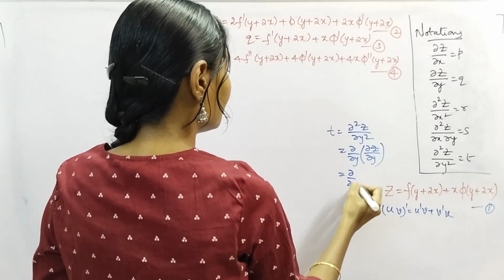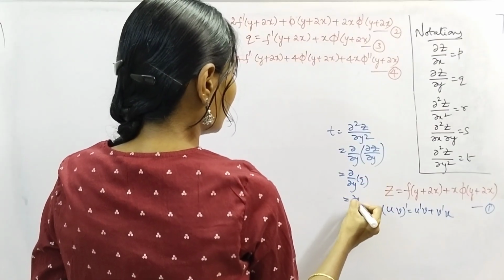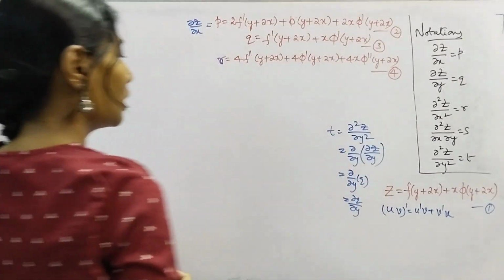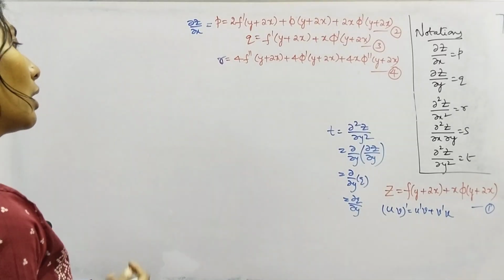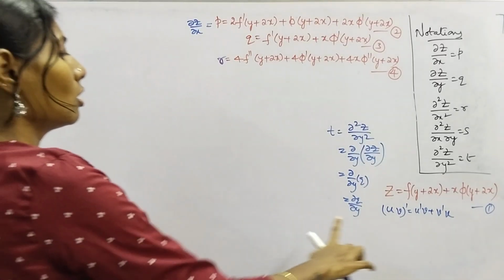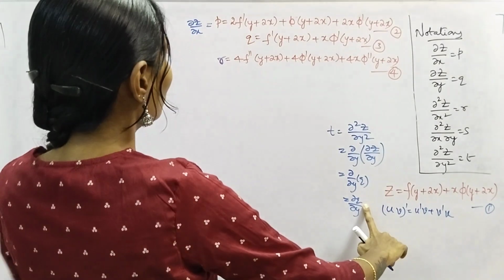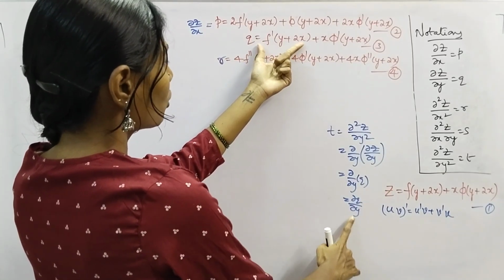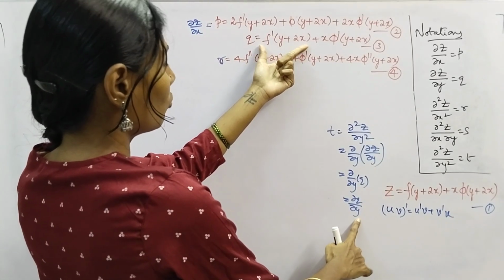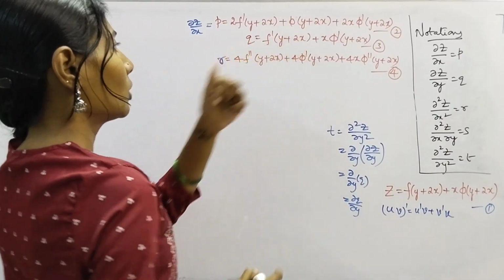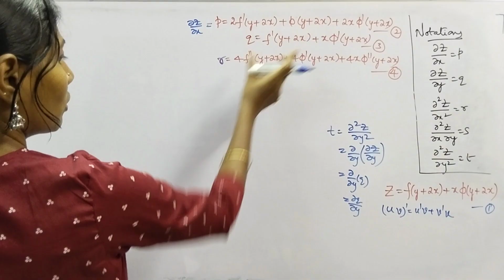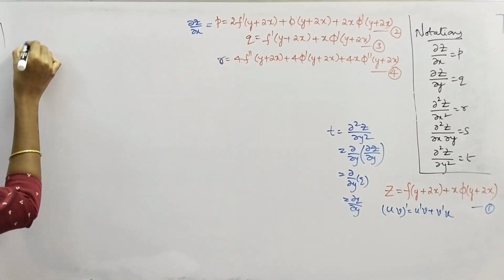So you'll get ∂q/∂y, and ∂q/∂y can be replaced by t. So in order to find the equation involving t, we'll use the equation involving q. This is the equation involving q, right? If we partially differentiate this equation with respect to y, we'll get the equation involving t. Now let's partially differentiate 3 with respect to y.